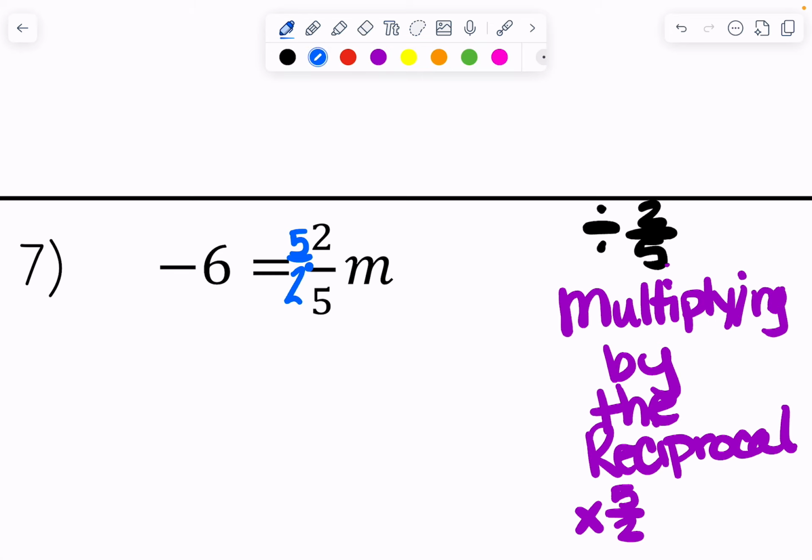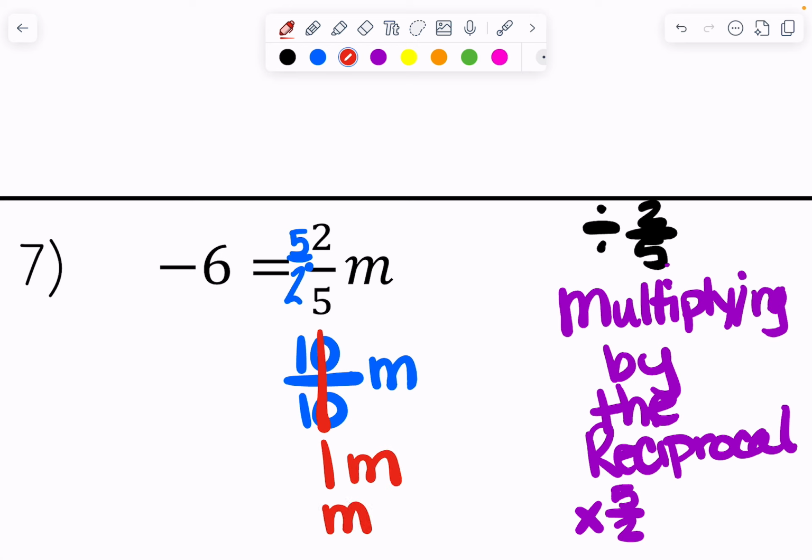And so here's what happens when I do that. 5 times 2, if I multiply straight across, gives me 10. 2 times 5 gives me 10. So I have 10/10 m. 10/10 is going to equal 1 whole, so that leaves me with 1m, or just m. So now I have m by itself, which is my goal. Whatever I do to one side, I want to do to the other. So if I multiplied this side by 5/2, I want to multiply this side by 5/2.